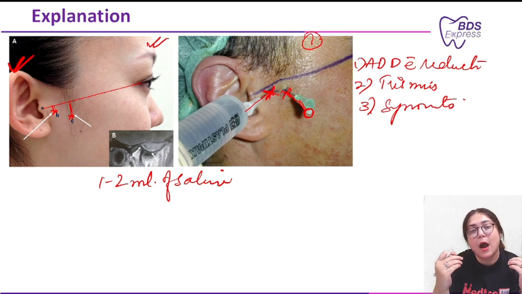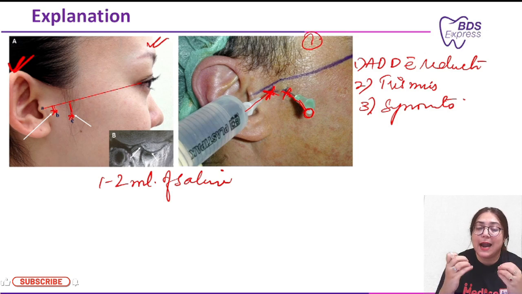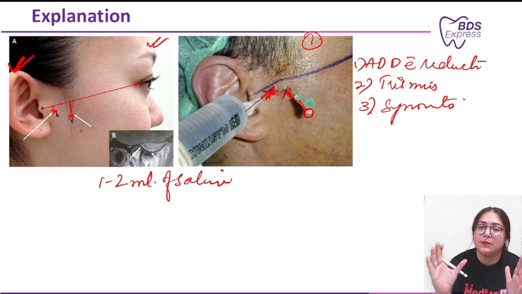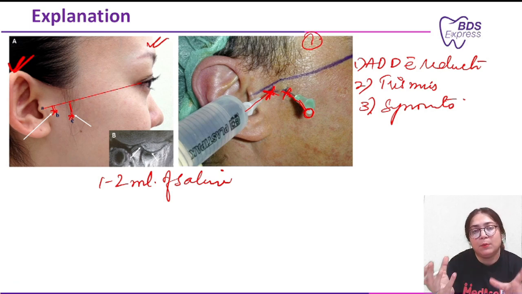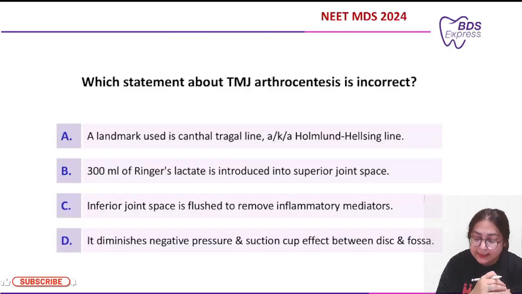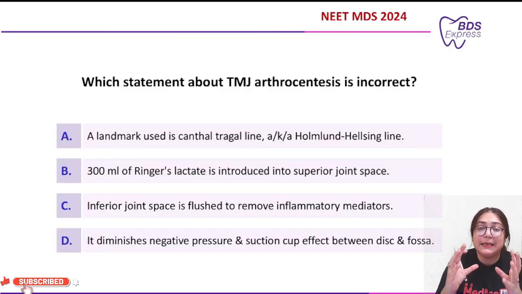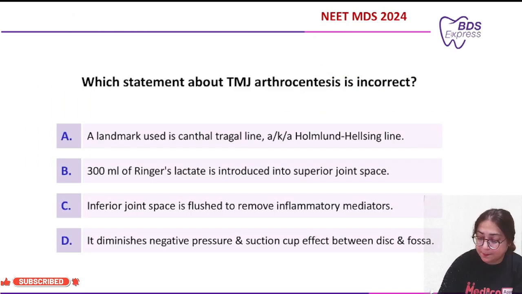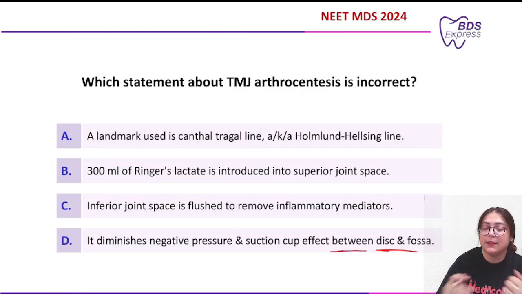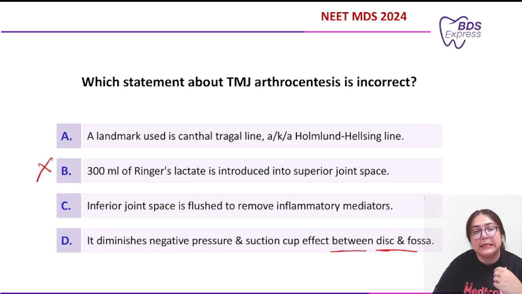So basically, you are flushing the superior compartment to remove the mediators, increase the joint space and reduce the symptoms of the patient, so that the patient would be relieved from all those symptoms like pain, ADD with reduction, trismus, and mouth opening will get better. So this is TMJ arthrocentesis, and yes, it diminishes the negative pressure from the disc and the fossa. So coming back to our question, this is the incorrect option.